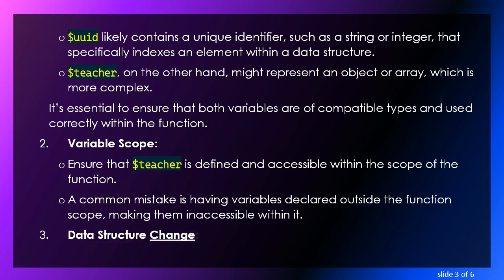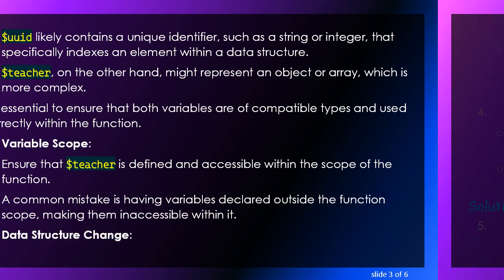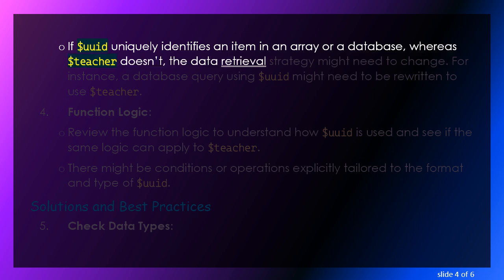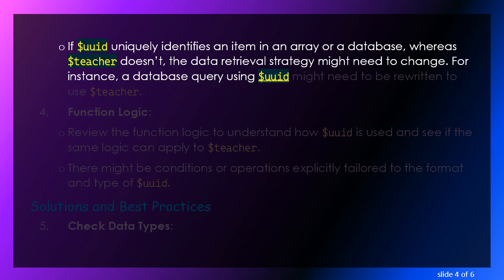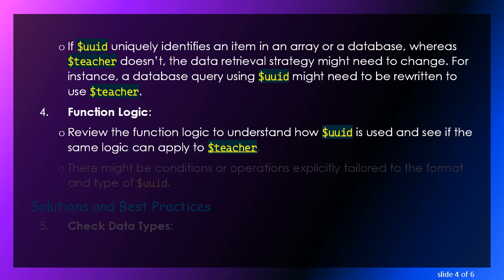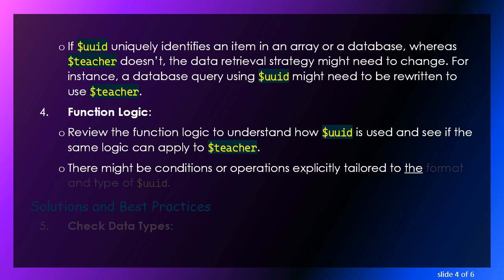Data structure change. If $uuid uniquely identifies an item in an array or a database, whereas $teacher doesn't, the data retrieval strategy might need to change. For instance, a database query using $uuid might need to be rewritten to use $teacher. Function logic. Review the function logic to understand how $uuid is used and see if the same logic can apply to $teacher. There might be conditions or operations explicitly tailored to the format and type of $uuid.